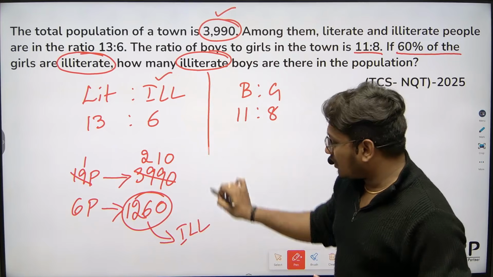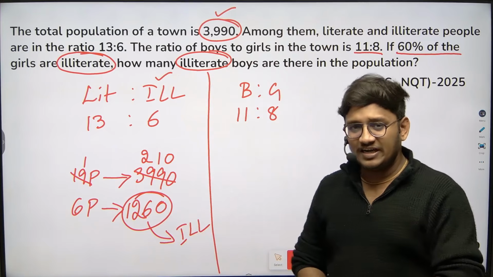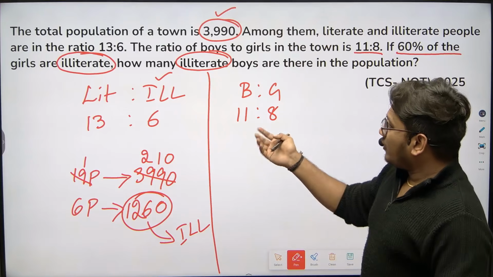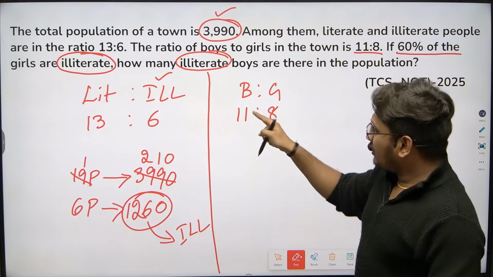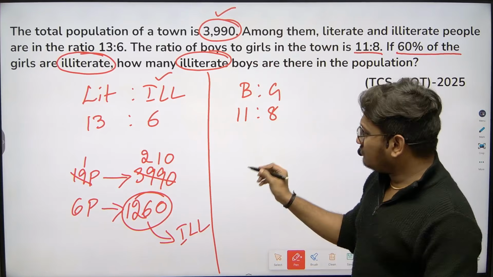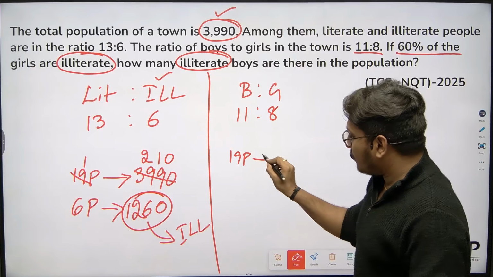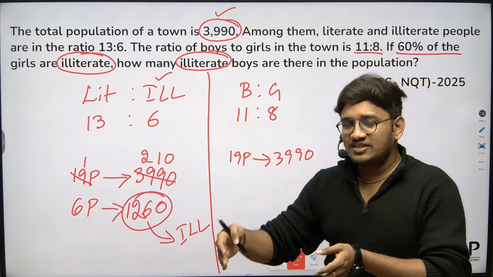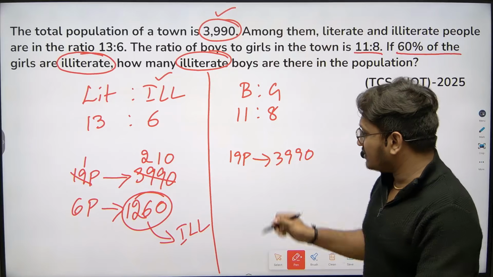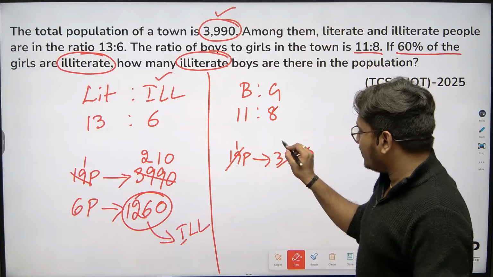So we got one kind of information from this particular data. Let's try to go with, okay, here they're asking us to find boys, right? How many illiterate boys are there? And we know the boys and girls ratio as well. Same thing you can follow here. 19 parts is 3990. Out of the total population, I'm just figuring out how many boys and how many girls are there. Now, each part value, again, is 210.